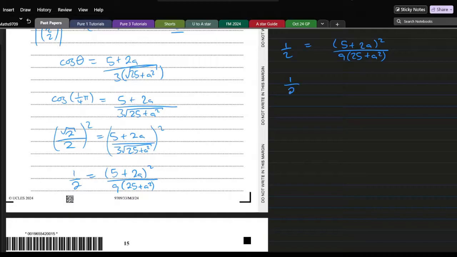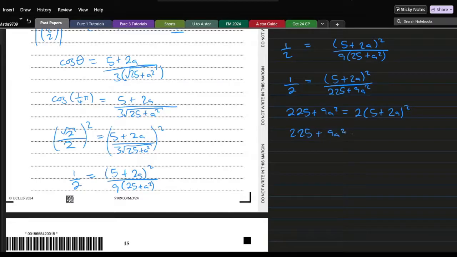I'm just going to expand the bracket in the denominator first before we cross multiply. What is 9 times 25? That is 225. So we've got 225 plus 9a squared. Now we're going to cross multiply so that we end up with 225 plus 9a squared is equal to 2 times (5 + 2a) squared.